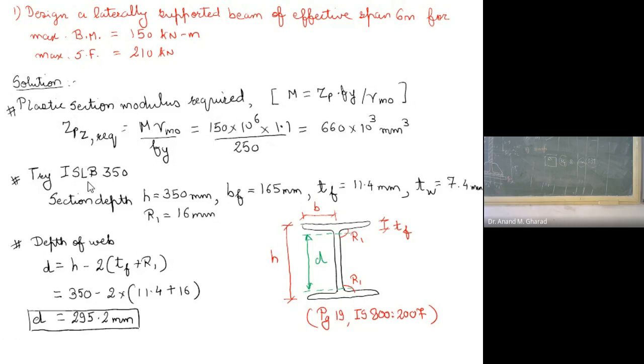So can you please open IS 800 2007? Annexure H, page number 138. In that you will see plastic properties of beams. टिपिकल आई सेक्शन का जो इंफॉर्मेशन है वो दिया हुआ है पेज नंबर 138. So in that, can you locate ISLB 350? ठीक है, ISLB 350 वहां से आप अगर देखोगे, I have written down the properties like section depth, then the flange width, thickness of the flange, thickness of the web, and root radius.